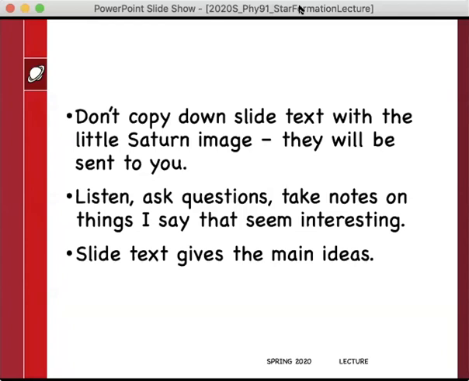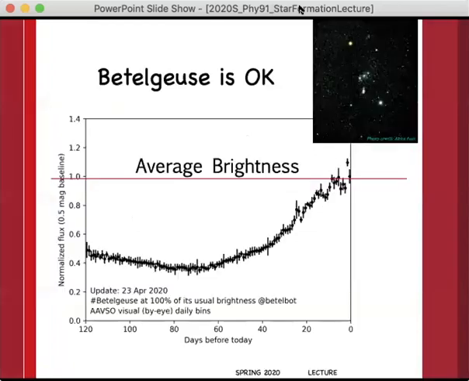All right, so let us begin. Oh, update. Betelgeuse seems to be okay. I know you guys have been tracking that Betelgeuse has been dimming over the last couple of months, but it has returned to exactly, I think as of yesterday, 100% of its usual average brightness. So it seems like Betelgeuse is okay.